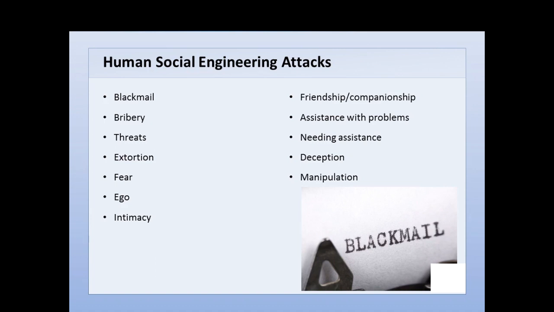You might also appeal to an ego for a highly egotistical system administrator or security person. You might promise someone intimacy, that kind of relationship, or friendship or companionship. You also may associate problems that they have and give them assistance with them. Or you could pretend that you need assistance and rely on their goodwill. In any case, you're using deception at various points and manipulation. You're manipulating people and deceiving them. And these are just examples of human social engineering attacks.